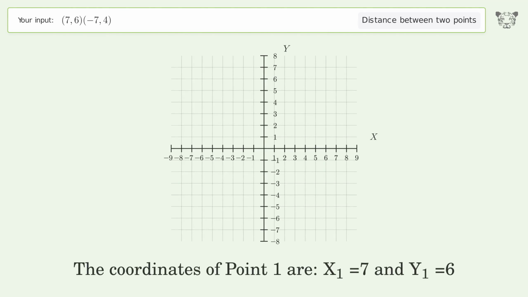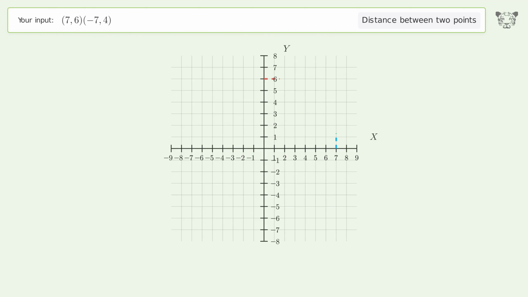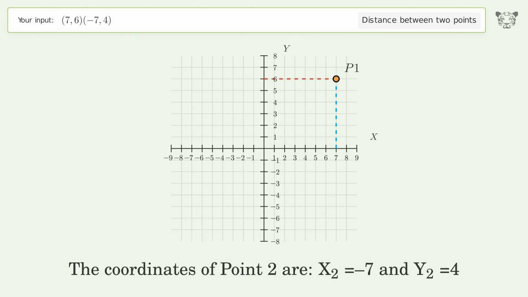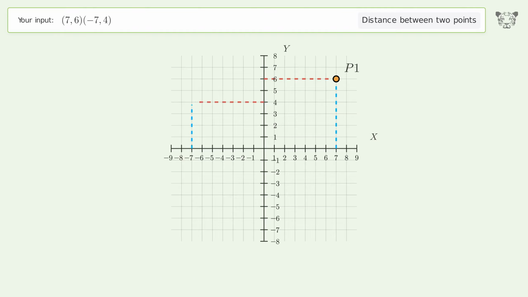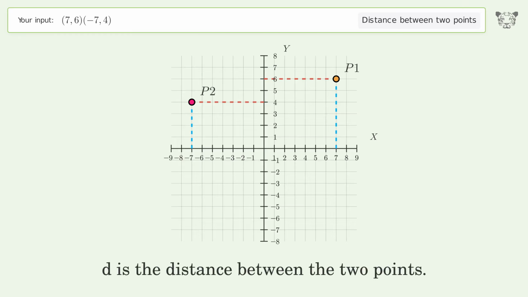The coordinates of point 1 are x1 equals 7 and y1 equals 6. The coordinates of point 2 are x2 equals -7 and y2 equals 4. D is the distance between the 2 points.